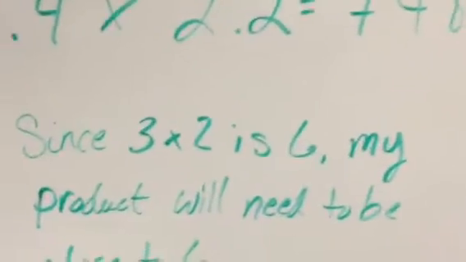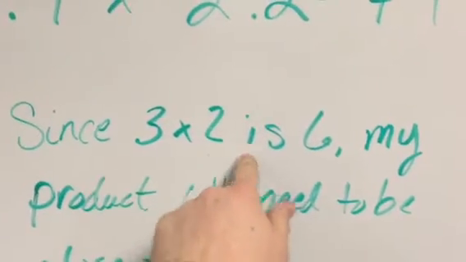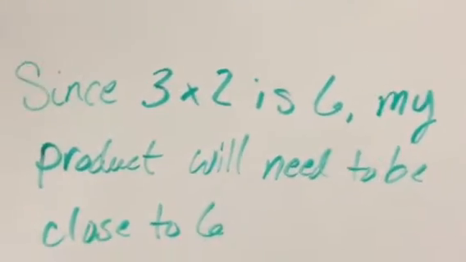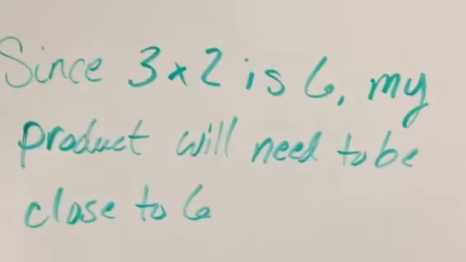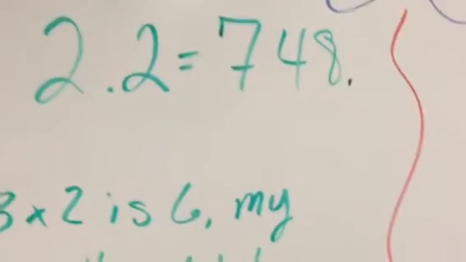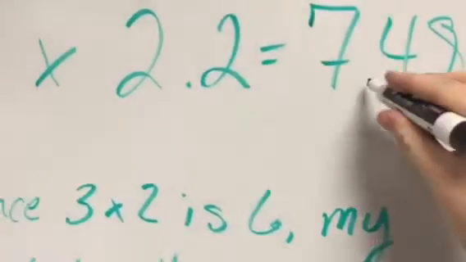And I have to think to myself, well, since 3 times 2 is 6, my product will need to be close to 6. So where should my decimal point go? Right. Should go right there.